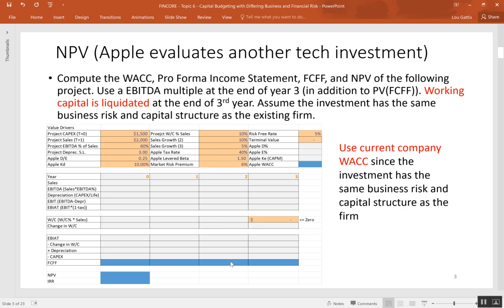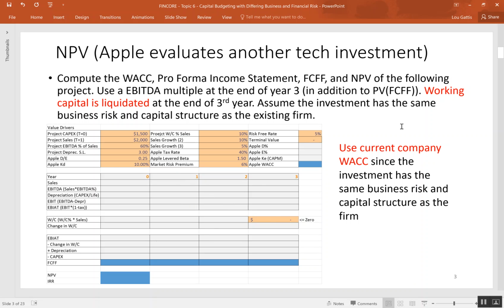So here's an example where the Apple Corporation, the tech firm, is looking at doing one more tech investment, say a new gadget, which is right in their existing business line. So what's going to happen in this project? It's going to last a finite amount of time. It's going to be a 3-year project that costs $1,500. We'll just make the number small to fit it on a screen. And we're going to forecast sales and EBITDA and free cash flows for the 3 years.